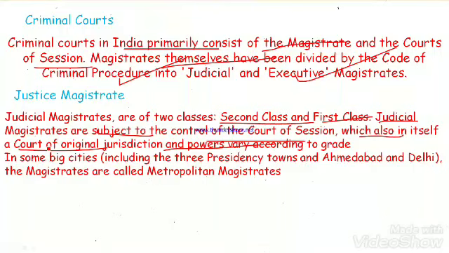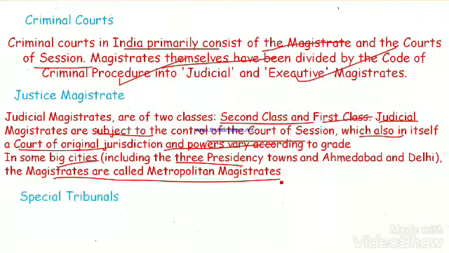It means there will be two classes of judicial magistrates, second class and first class. Magistrates are subject to the control of the court of session, and in some big cities, including the three presidency towns, Ahmedabad and Delhi, the magistrates are called metropolitan magistrates. It means in a state a high court will be there and the judicial magistrates will be there. You don't have to go deep into the concept, just have a basic idea that there is a second class and first class in the judicial magistrates.